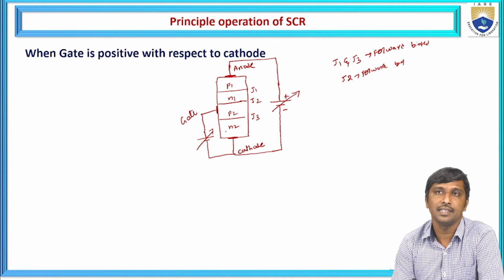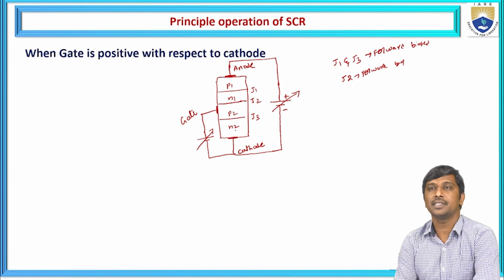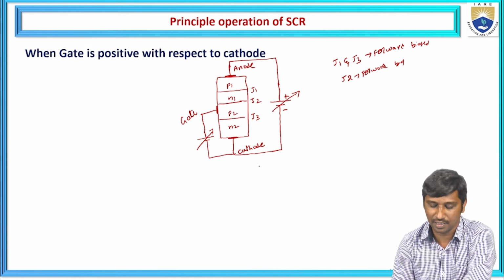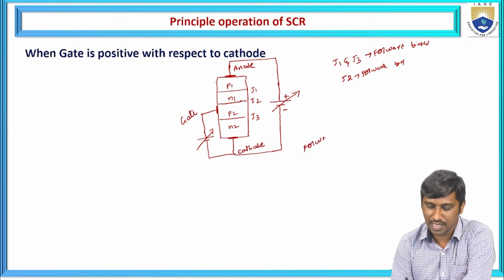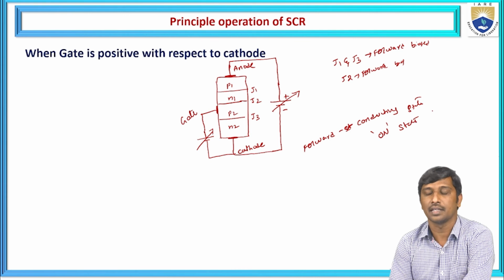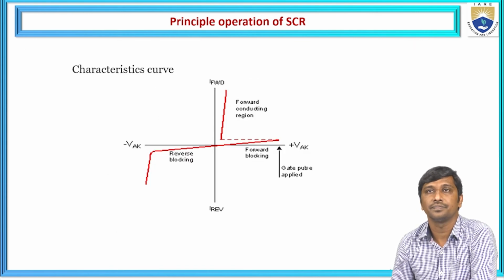Hence, the charge carriers can easily diffuse from the cathode to the anode, and the anode current flows from anode to cathode. Under this condition, the SCR acts as in the conducting state. This state is called the forward conducting state, or forward on state.